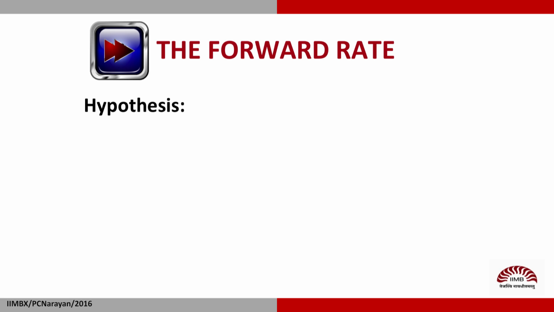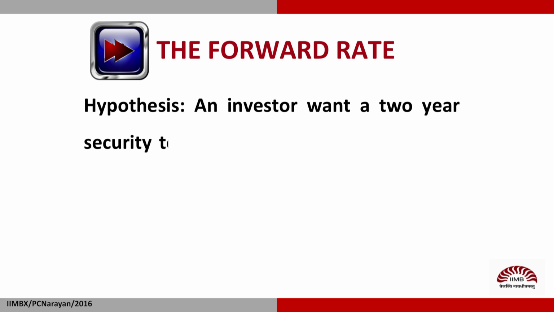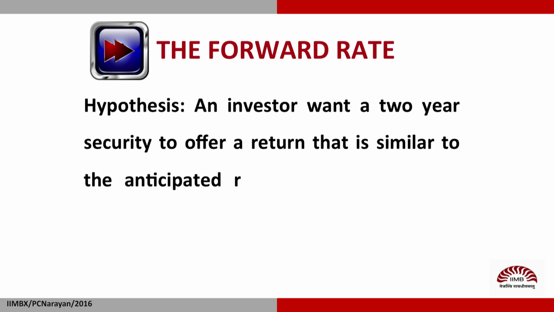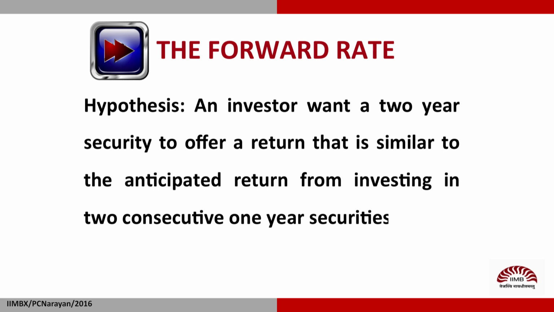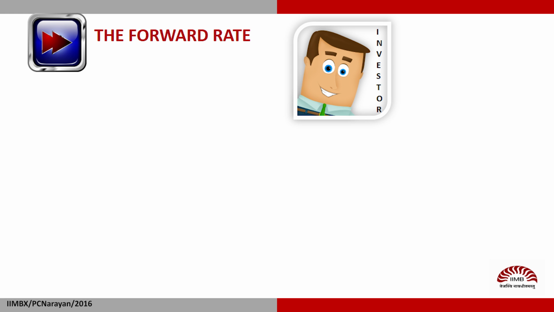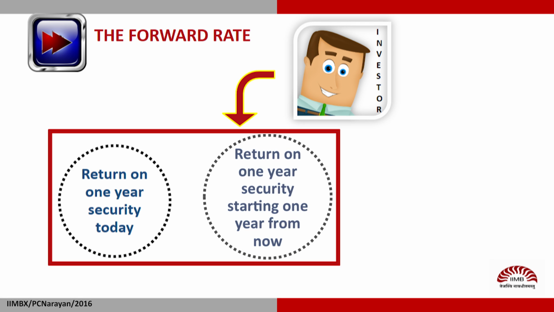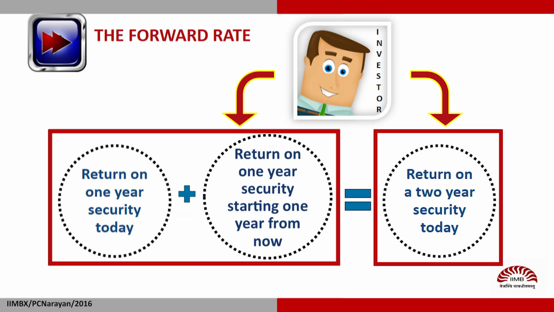The hypothesis in the context of a forward rate is that investors would want a 2-year security to offer a return that is similar to the anticipated return from investing in 2 consecutive 1-year securities. So it's a 2-year period: you invest for 1 year and you invest for 1 more year. The returns you would get by doing this should be the same as what you would get if you invested in a 2-year security. That's the hypothesis that governs the forward rate.